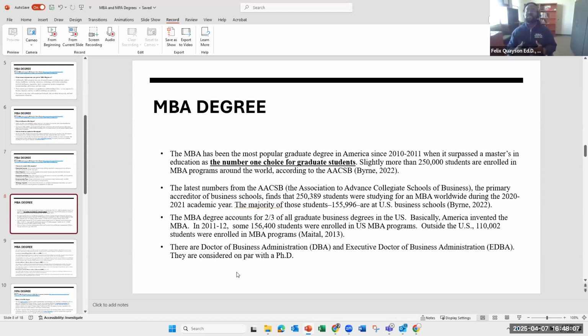The PhD is a more theoretical, academic research degree that is pursued by those who want to go on to become professors, to create new knowledge in the industry, in the field. That's what the PhD in business education is for. And the Doctor of Business Administration, the DBA, and the Executive Doctor of Business Administration are considered to be on par with the PhD.